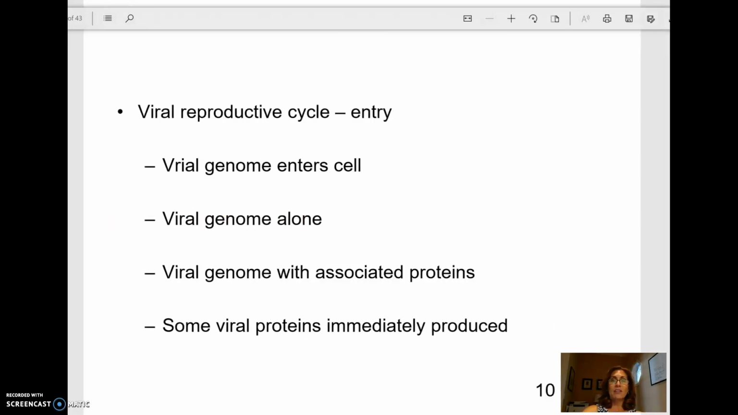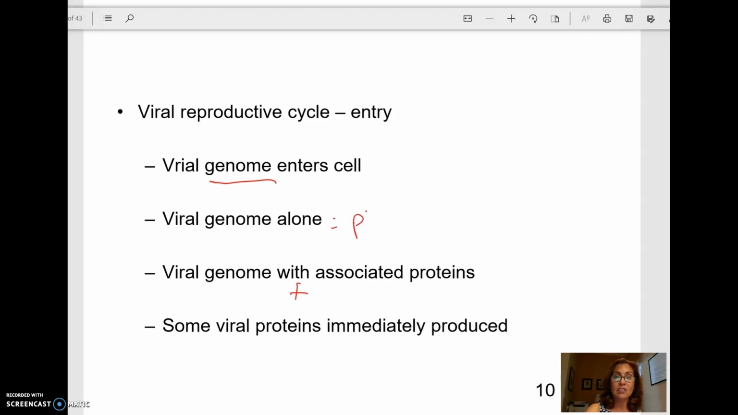The reproductive cycle starts with entry. The genome enters the cell. Sometimes the whole viral envelope enters the cell. But in this particular example, we're just going to think about the viral genome entering the cell, okay? Usually the viral genome in bacteriophage is the only thing that enters. It enters alone. And then the viral genome with associated proteins.